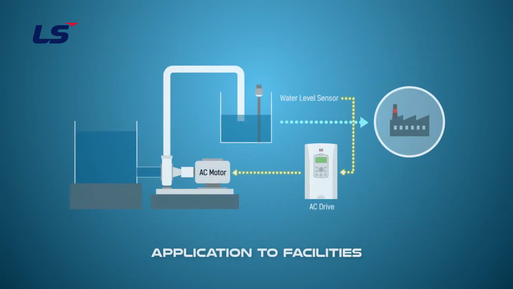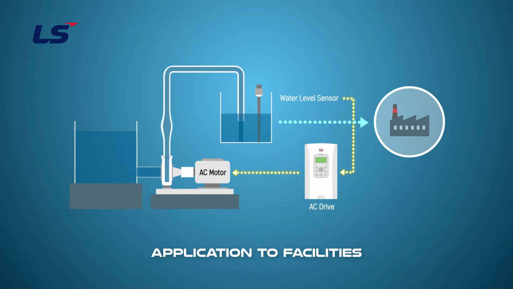Next, we will learn a little more through application examples. Let's say you have a system that pumps water from the left tank to the right tank, as in the pump system you can see on the screen. The purpose of PID control in this system is to maintain a constant water level.